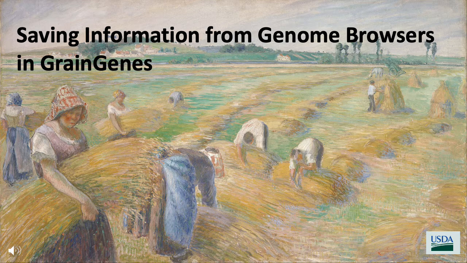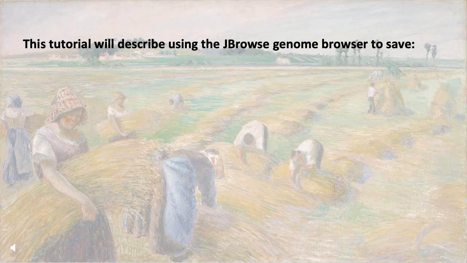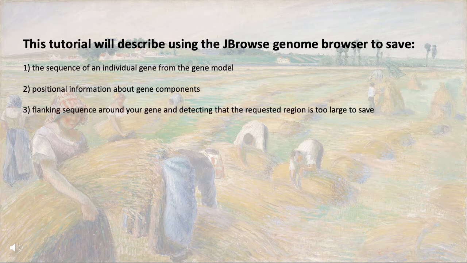One of the most frequent questions asked by our users is how to save information from the genome browsers. In this tutorial, we will describe how to save the following: the sequence of an individual gene from the gene model, positional information about gene components, flanking sequence around your gene and detecting that the requested region is too large to save, and ancillary data aligned to your gene of interest.